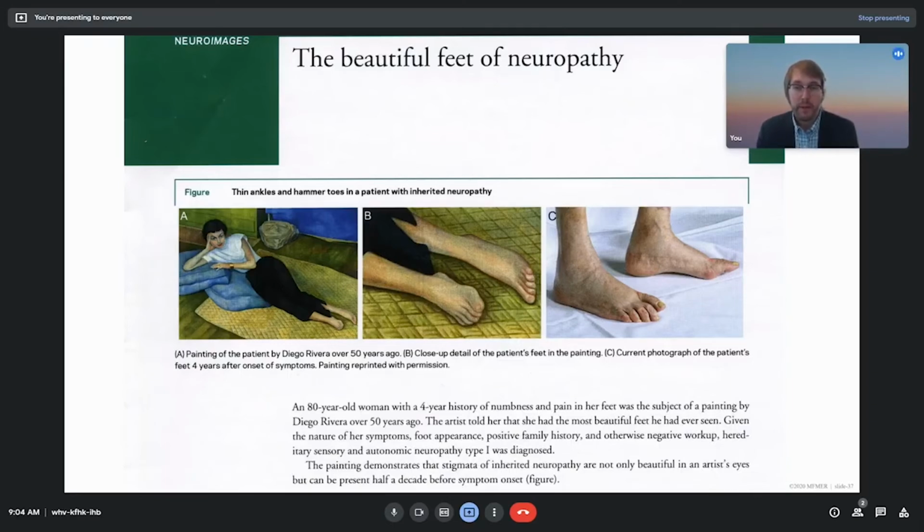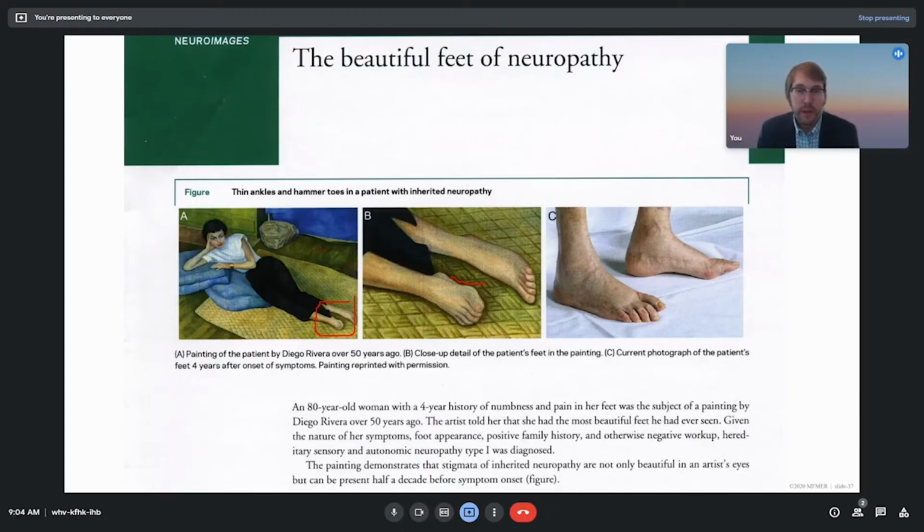The famous painter Diego Rivera met with a woman and painted her because he told her that she had the most beautiful feet he'd ever seen, and so he asked her to pose barefoot for this photo. And you can see in the photo she has sort of a flat arch. She has these slender toes that are poking up.